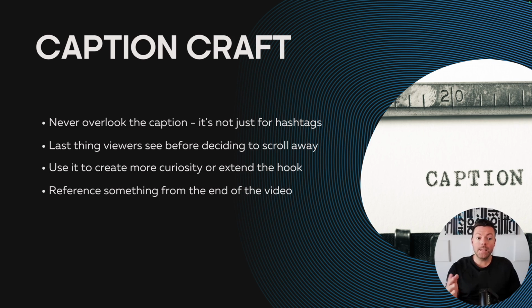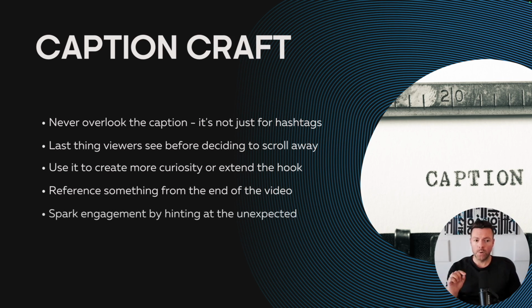Reference something from the end of the video, right? What we're always trying to do here is open a loop and close a loop, open a loop, close a loop, right? A big promise at the beginning of the video and then payoff at the end. So in the caption description, you can reference something from the end of the video, like a result, if it was a challenge or a contest or something like that. That's going to help a lot, keep people engaged and watching, and spark engagement by hinting at the unexpected.